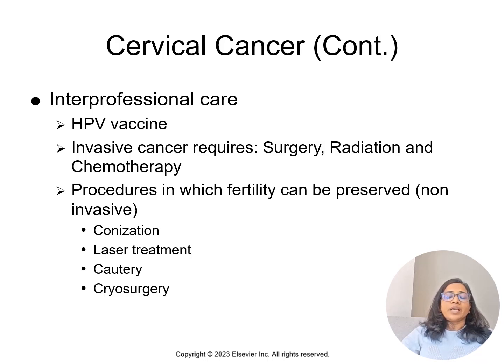Sometimes if this is diagnosed at an early stage and people want to preserve their fertility, they could go for conization treatment. That means the cervix and part of the cervical canal is removed in the shape of a cone. So the cervix will be removed and then a top portion in the shape of a cone is removed, so the uterus is preserved, and if they want to have children later in life, it's possible. Laser treatment and cryosurgery are all localized treatments for non-invasive types of cancer.